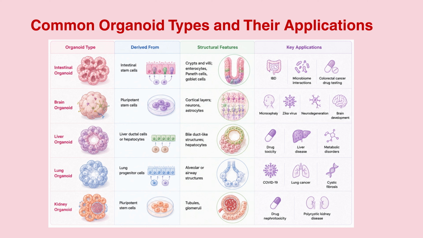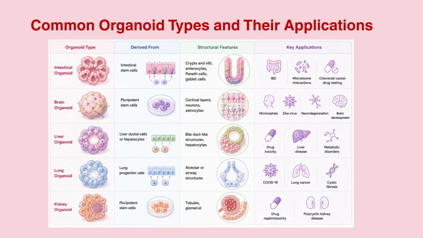First, we have intestinal organoids. These are derived from intestinal stem cells and develop structures similar to the crypts and villi of the intestine. They contain specialized cells such as enterocytes, Paneth cells, and goblet cells, making them valuable for studying inflammatory bowel disease, microbiome interactions, and colorectal cancer drug testing.